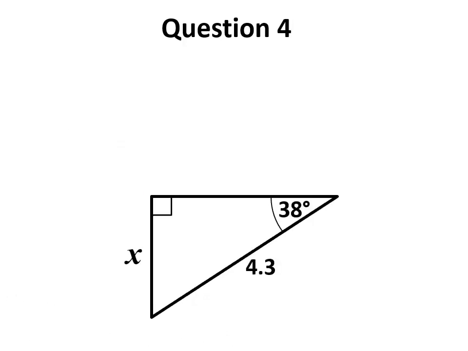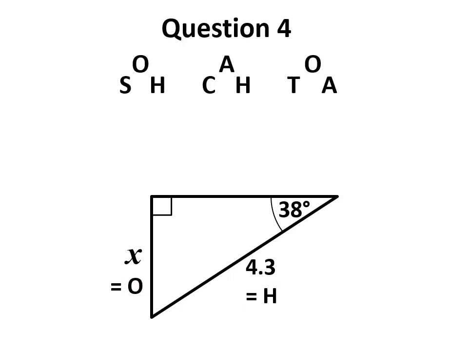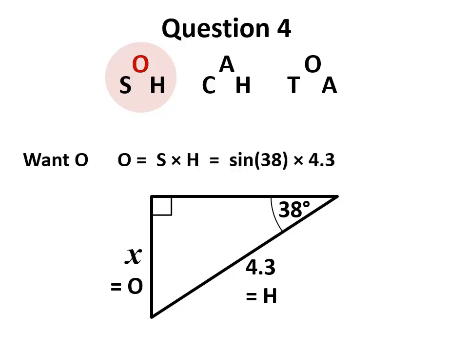Question 4. Label it, the hypotenuse and opposite the angle. It's a trig question, and O and H are the sin relationship. We're trying to find the opposite. So when I take O out of that triad, I get S times H. Sin of the angle, sin of 38, times 4.3, gives my answer of 2.65.